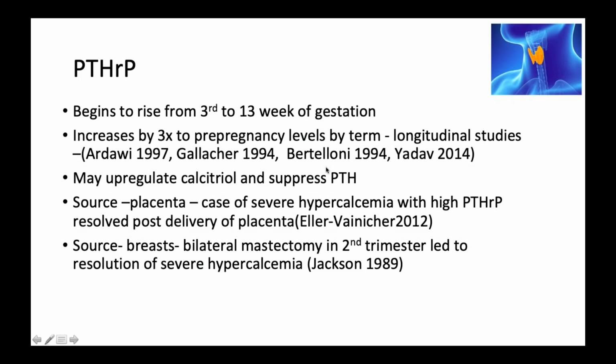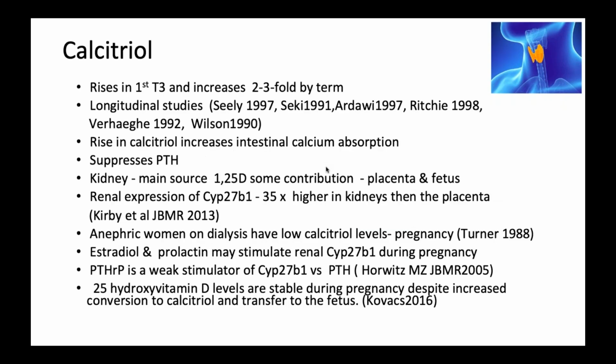And where is this PTH-RP coming from? Well, it's coming from the placenta and it's coming from the breasts. And so this is the reason why we see rises in calcitriol as well. And so PTH-RP is rising and calcitriol is being formed through the maternal kidneys. And these rises in calcitriol are quite significant. They increase by 2 to 3-fold by term. And we have seen that anephric women on dialysis do not see this rise in calcitriol.